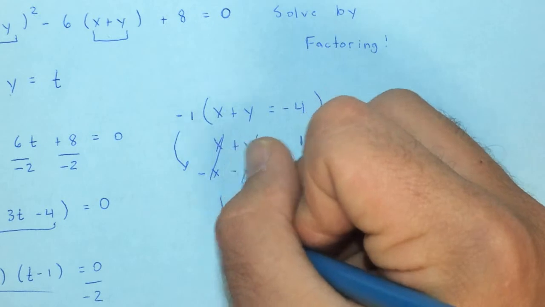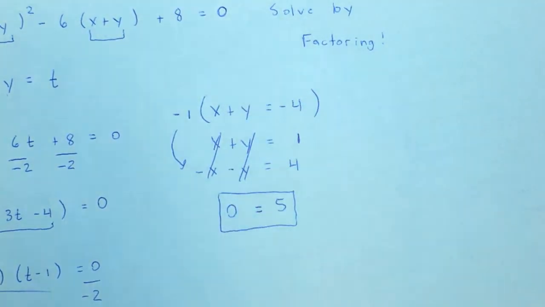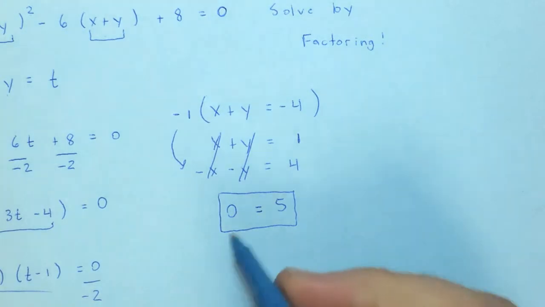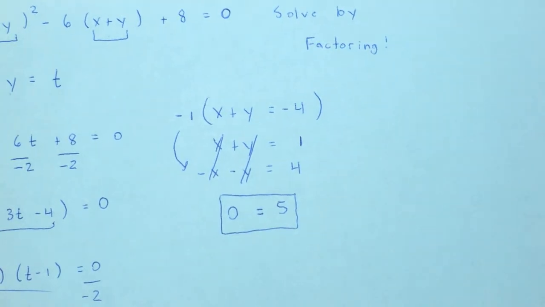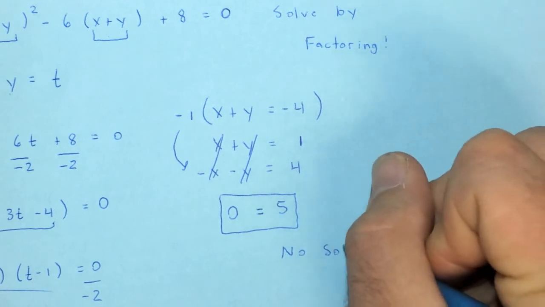Now this should tell you something. Yes, it's weird, but is this a true statement? Heck no, 0 is not equal to 5. So, there is no solution.